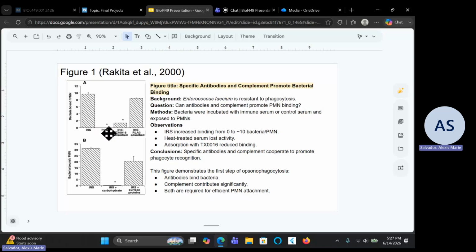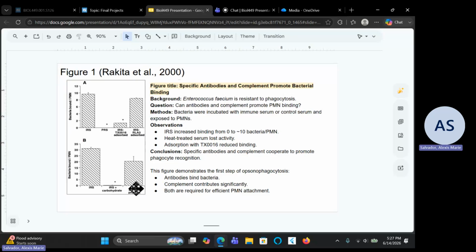And we'll start with panel A here. I'll describe it. You don't have to worry about the rest of this. So IRS absorbed with TX0016. That's a strain that is resistant to phagocytosis. And we see that the PMN binding drops dramatically. This is measuring the PMN binding. This means that the TX strain removed the antibodies responsible for opsonization. And then we look at this IRS RLA3 one. This is the susceptible to phagocytosis one. The PMN binding stayed really high, which means that the RLA3 did not remove the important antibodies. So something in the strain that is susceptible to phagocytosis is allowing it to bind to stuff.